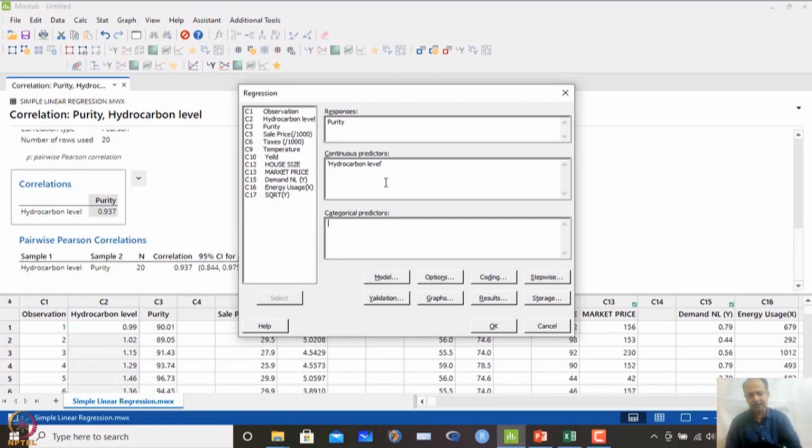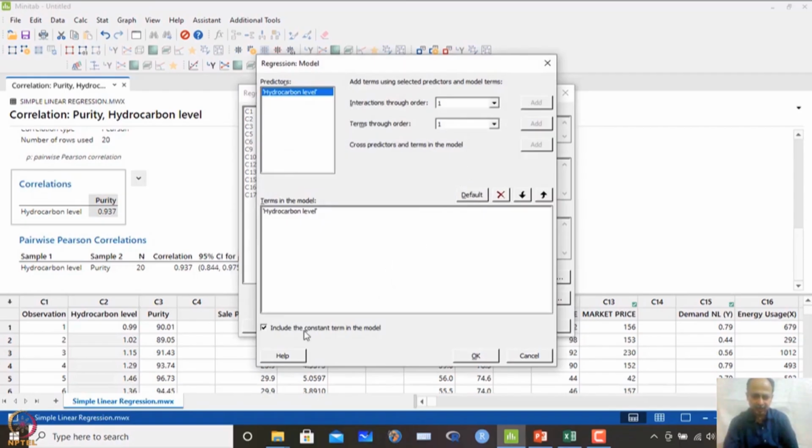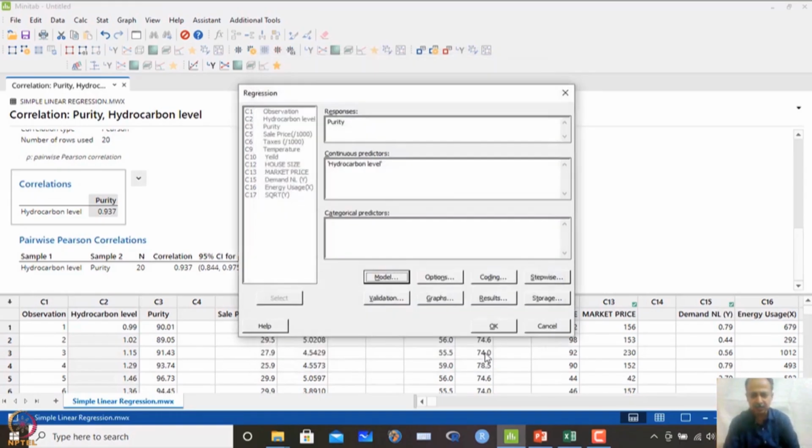Purity is the response and hydrocarbon is the only continuous x variable. There are many more options here, but the only thing we will consider is to include the constant term in the model. This should be checked, because statisticians say that when the intercept, the constant term, is included, model performance is generally quite good, as seen in much research. So, we will not omit the beta 0 estimation; we will keep it. This is the only thing you have to remember. Coding and stepwise options are not required at this stage, nor are validation, graphs and results. The only thing you can do is store the residuals.